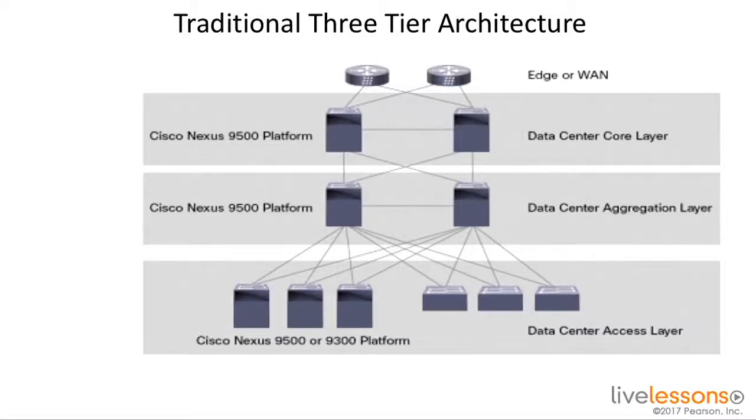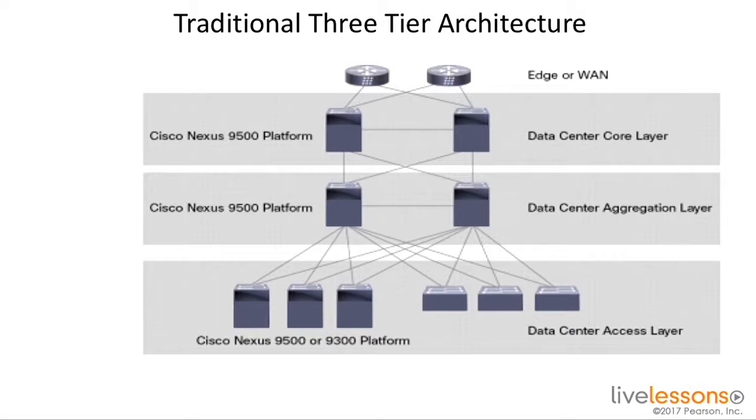This would be an example of a traditional three-tier architecture. As you can see, I have my data center core layer, which in this case is running on the Nexus 9500 series platform. It also could be the Nexus 7000 series platform, two very common models to use in this type of environment, as well as the fact that I have an aggregation layer that allows me to consolidate all of the access layer coming up into that tier. That platform as well could either be a Nexus 9000, 7000, or in the past could even be a 5000 or a 6000.